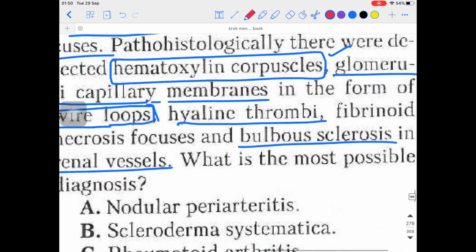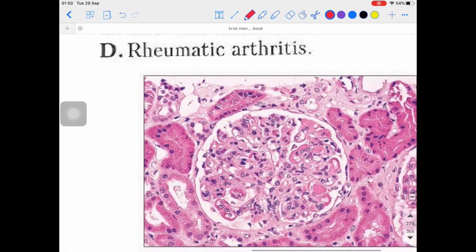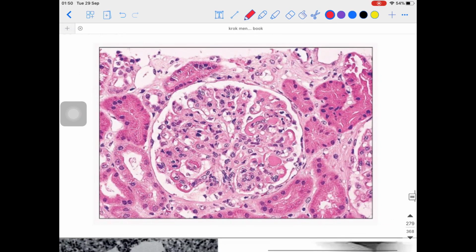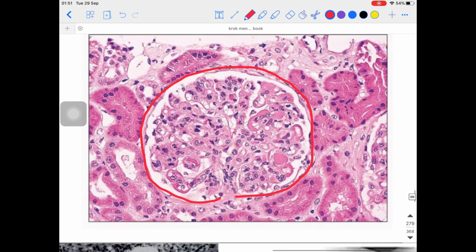Okay, we are calling that wire loops. So this is the appearance of the wire loop over here, which you can appreciate right now on your screen. This is the wire loop lesion. Let me highlight it for you. I'm talking about this region. You might appreciate the blue color inside it. These blue areas are the macrophages, mainly macrophages and neutrophils. They're actually trying to phagocytose the hematoxylin corpuscles, isn't it? So that's why we are seeing the wire loop lesion.